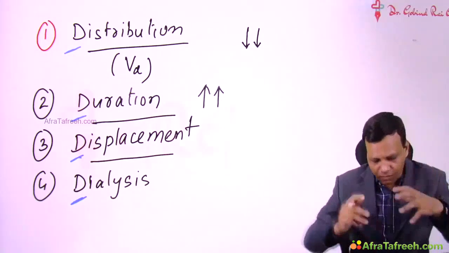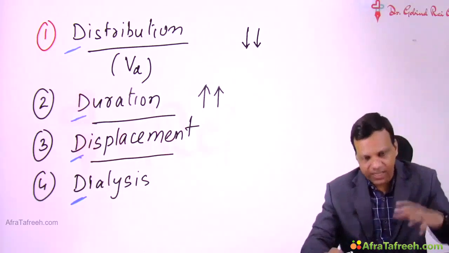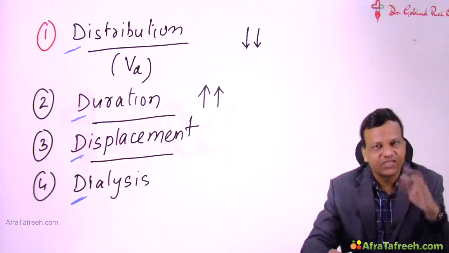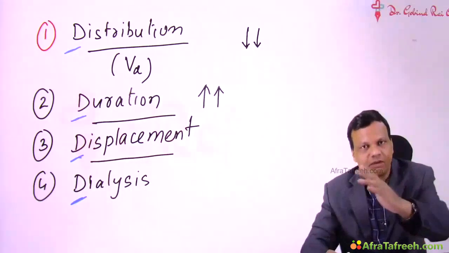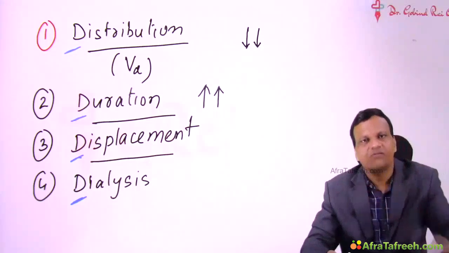Clear? One more clinically important point we will discuss later in excretion. If a drug has high plasma protein binding, its filtration will be lesser. Remember, filtration also occurs only for free molecules. The bound molecules cannot be filtered. Clear?